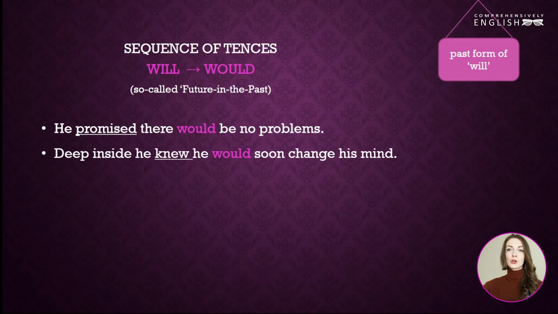Deep inside, he knew he would soon change his mind. I'm not talking about any indirect speech here. Yeah, I'm describing a situation, but as the predicate of the main sentence here is in the past, I need to follow the rules of the sequence of tenses, and I will use would instead of will. He knows he will soon change his mind, but he knew he would soon change his mind.